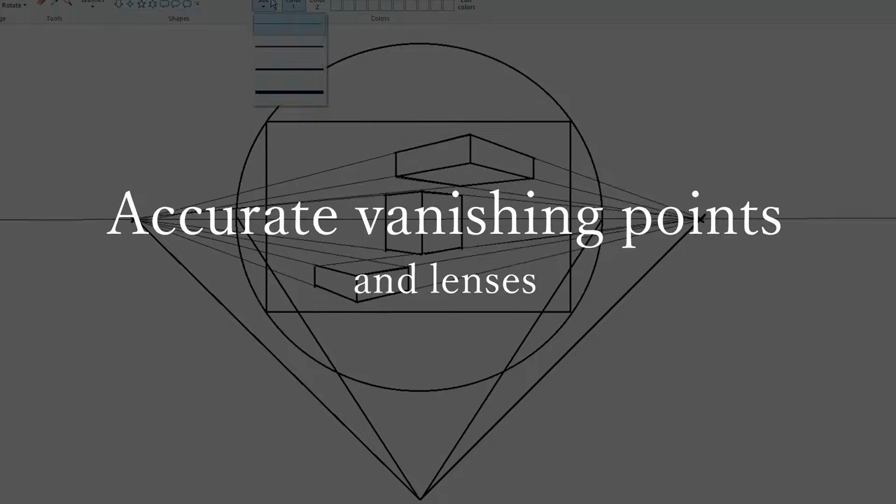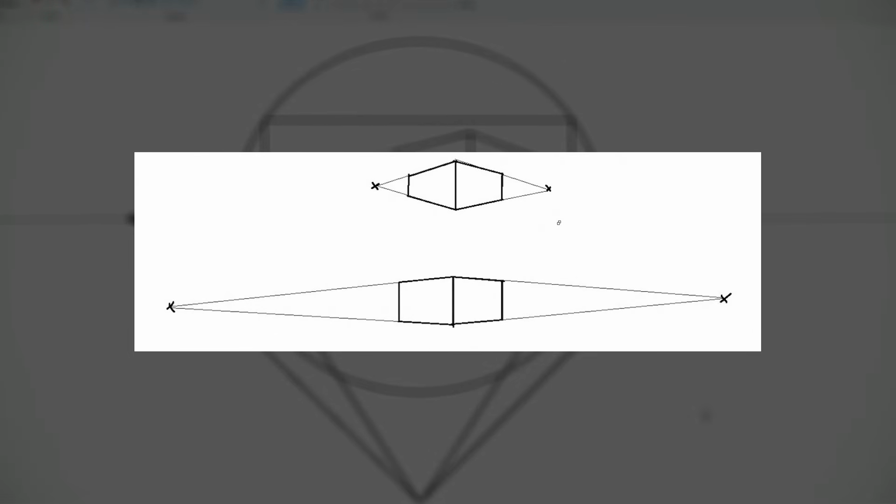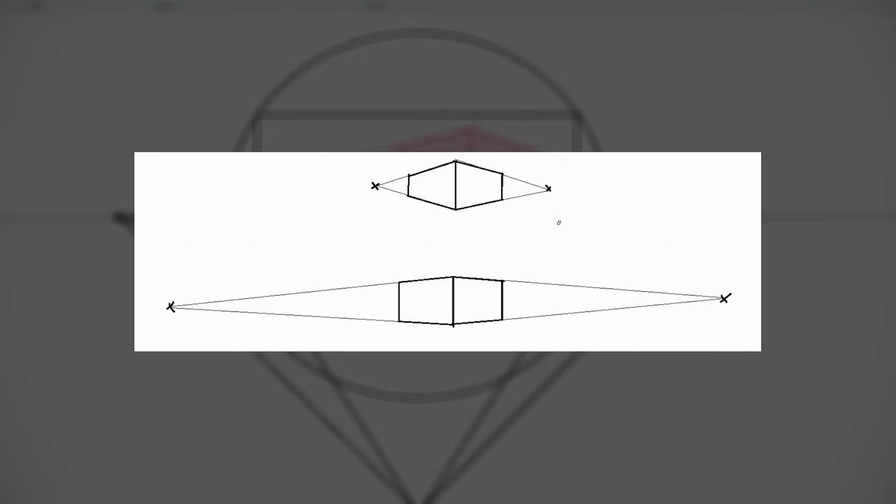You might have noticed that if you place your vanishing points closer together, the perspective is a lot more distorted, and this distortion decreases as the vanishing points are further away. So how do I know if the location of my vanishing points are actually accurate?